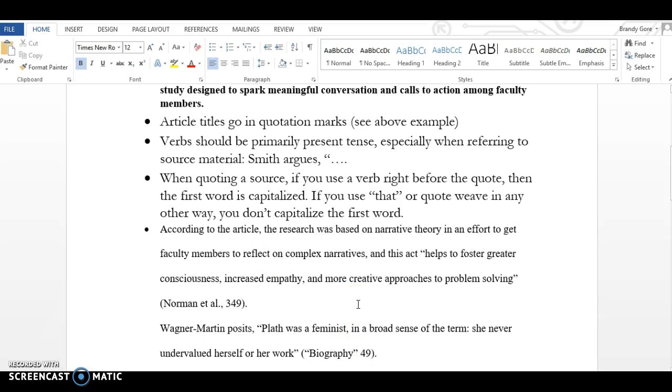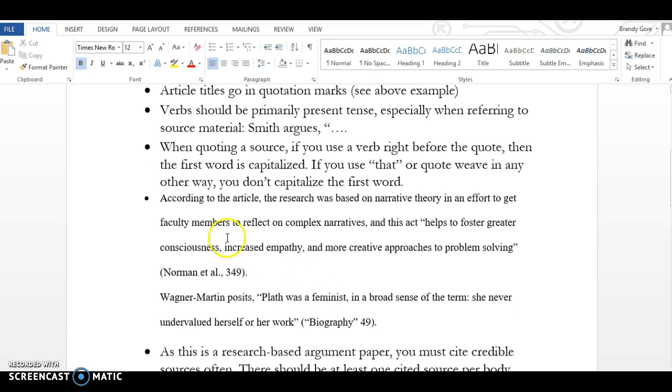Okay, when you're quoting a source, if you use a verb right before the quote, then the first word is capitalized. So if you say, Johnson says, or Smith explains, then the first word is going to be capitalized. But if you use the word that, or if you quote in any other way, then you won't be capitalizing the first word of the quote.